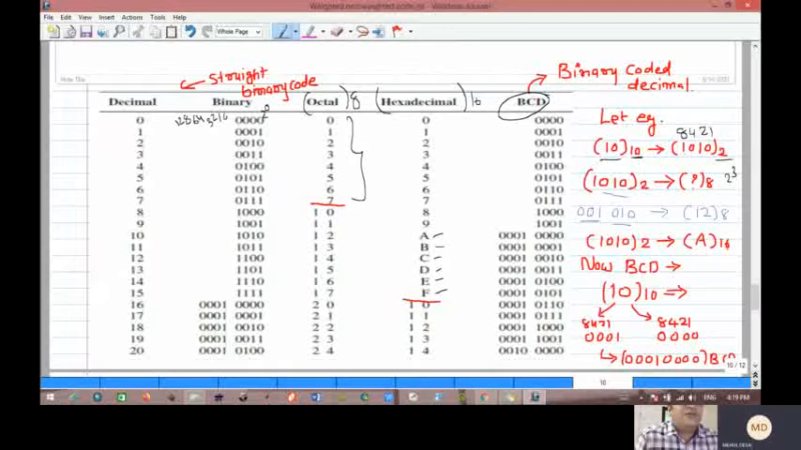The remaining bits are padded with zeros. So 001 is nothing but 421, and this one is also 421. So 421 gives 1 and this gives 2. So it is 12 octal. Here, 10 decimal is binary 1010 and the octal number is 12. And we know that 10 decimal is encoded as A, so it is the hexadecimal value A.